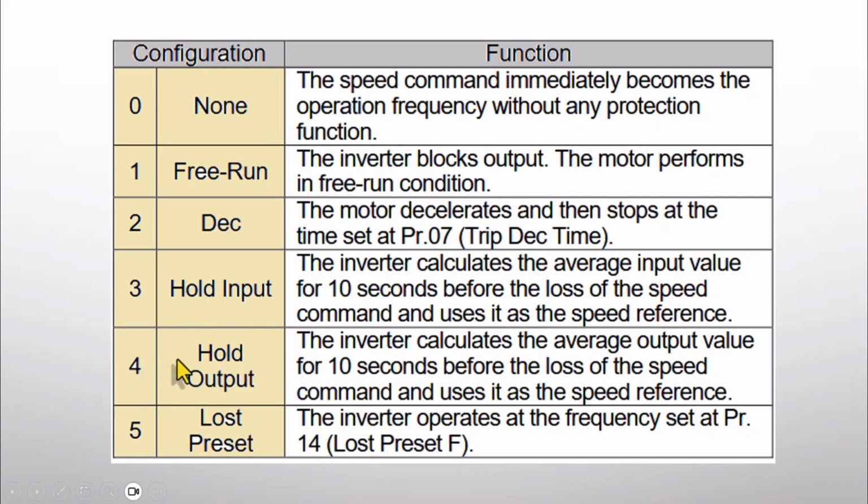But if you select the fourth option, named Hold Output, the system automatically calculates the average over a 10-second time interval based on the output value produced by the process. That is to say, the system continuously calculates the output value and then once again sets it as the speed reference for the inverter, and consequently your inverter operates steadily at that average value.